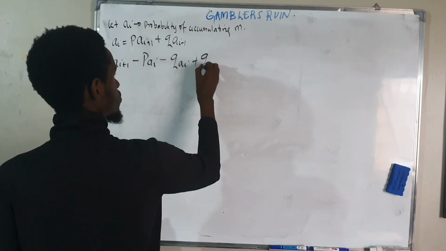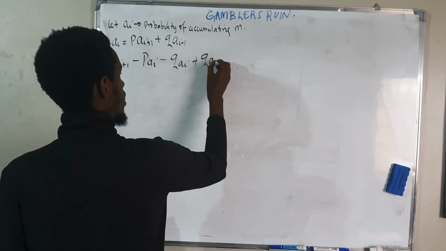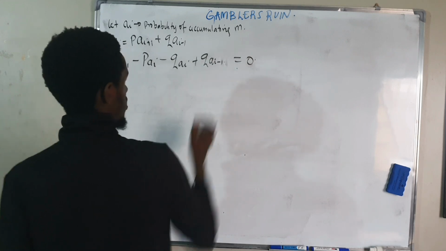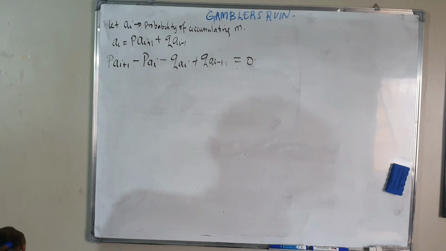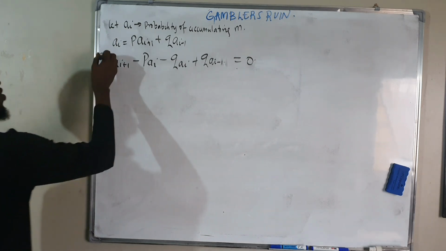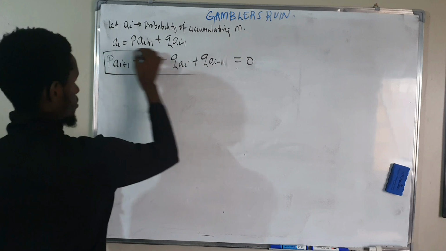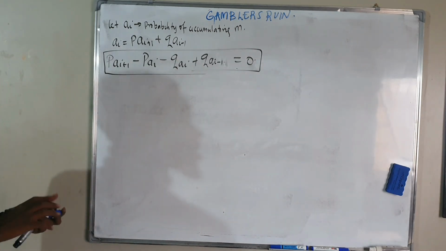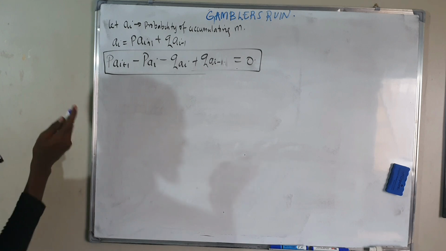Then plus Q A_{i-1} equals 0. And this negative one is just here, A_{i-1}, like that. I think we call that the equation we have been having. And now this is our difference equation, which resembles the example I've been doing. Now, for solving this difference equation, the first step: last time we had x_n, now for us we have A_i.